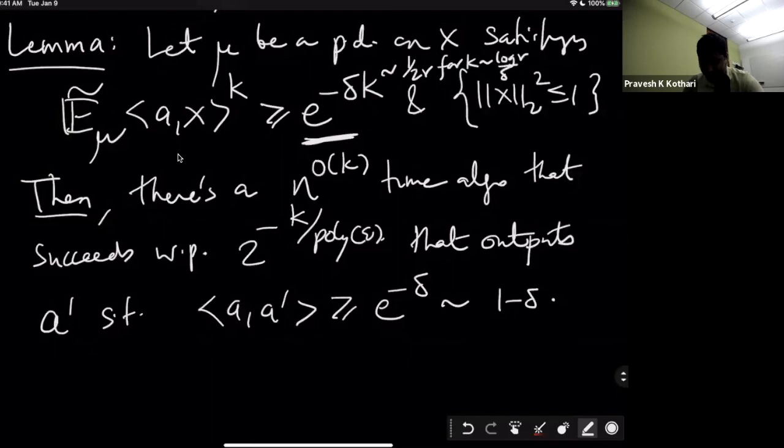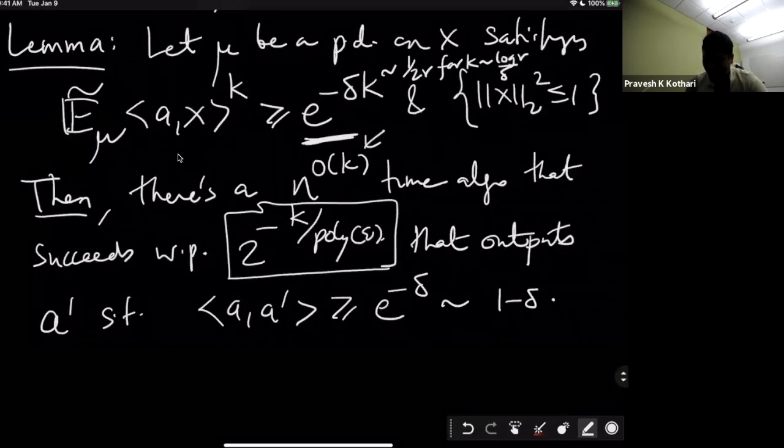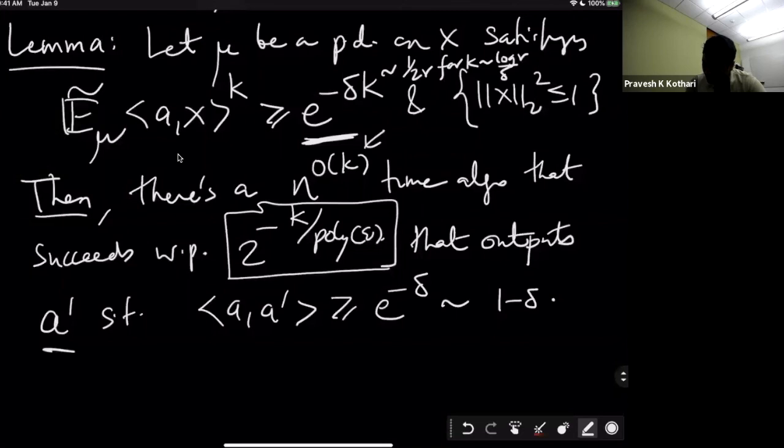It's going to be a randomized algorithm, so it's only going to succeed with some fixed probability that depends on this constant K. Notice that for K equals log r over delta, this will succeed with some inverse polynomial probability in r, which is fine for us. We're already spending n to the k time, so this inverse polynomial success is not that bad, because we can just repeat the algorithm many, many times. And with that probability it's going to output an A prime which is e to the minus delta correlated with A, of unit norm.